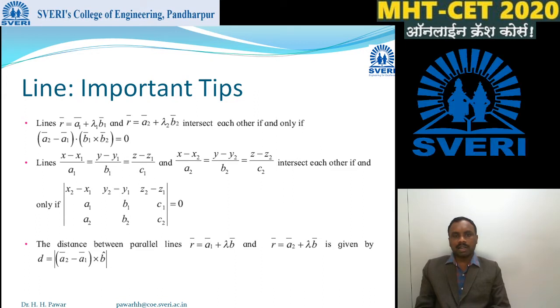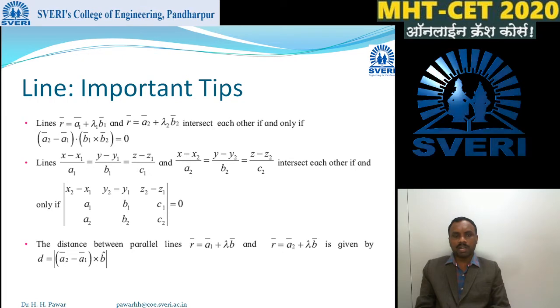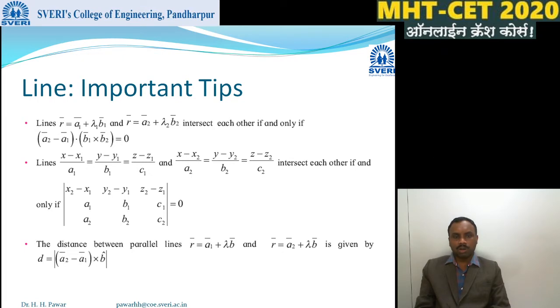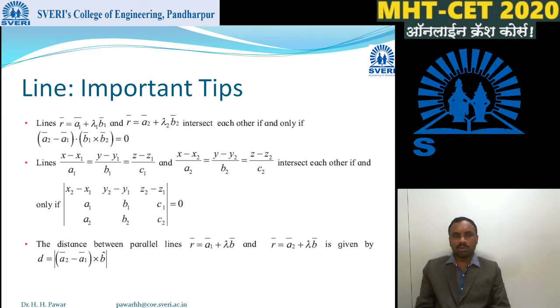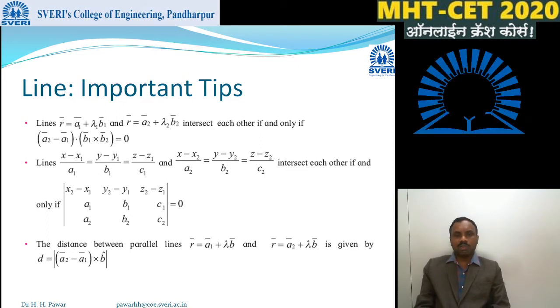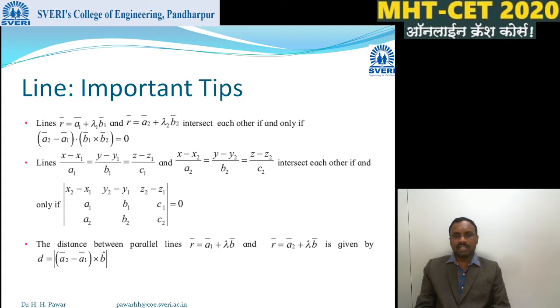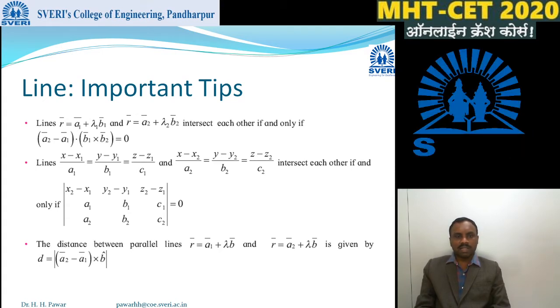Again in the same way, two lines R bar is equal to A1 bar plus lambda 1 B1 bar and R bar is equal to A2 bar plus lambda 2 B2 bar intersect each other if and only if (A2 bar minus A1 bar) dot (B1 bar cross B2 bar) is equal to 0. That is, as we saw in shortest distance, the numerator is 0. If the numerator is 0, then we say that the lines intersect each other.